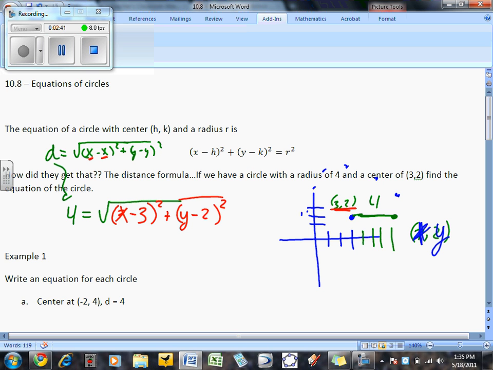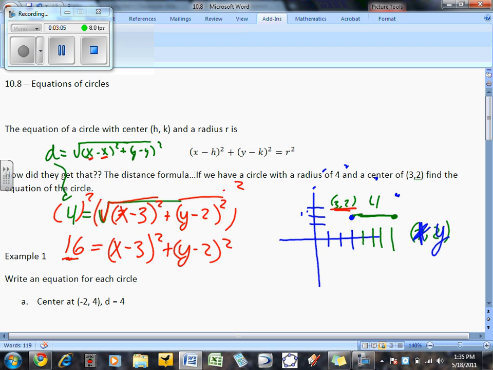And what they did is they got rid of this square root sign. To get rid of a square root sign, you have to square both sides. When you square 4, you get 16 equals (x - 3) squared plus (y - 2) squared. And that's how they get the formula. That's why we know we had a radius of 4: we take the square root of 16 and we get 4. That's our radius.